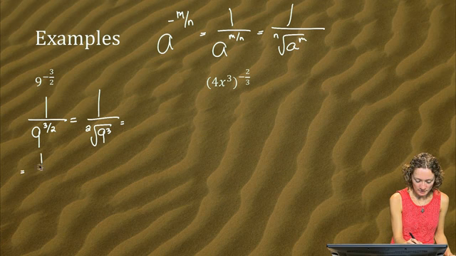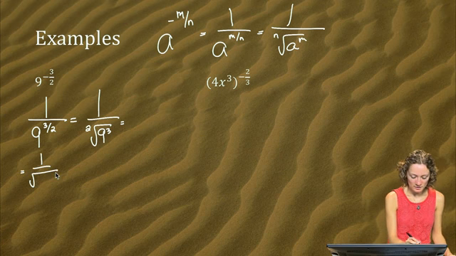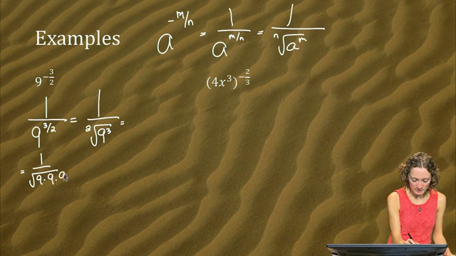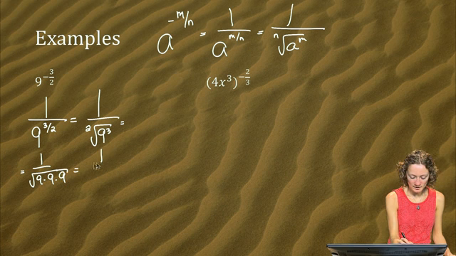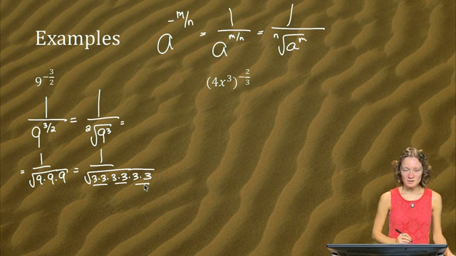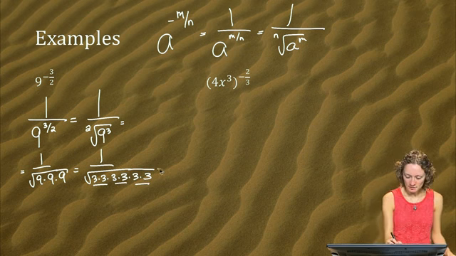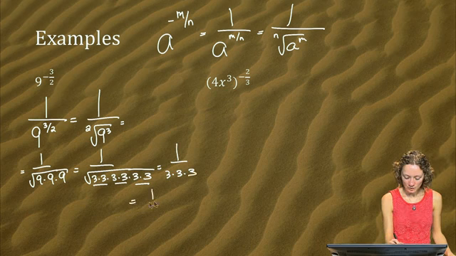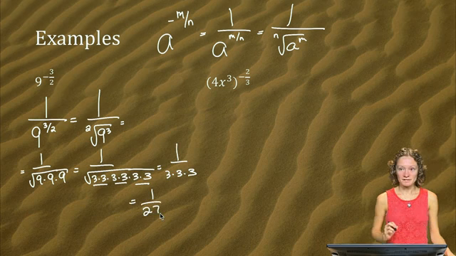Let's go under. It's a square root. This means 9 times 9 times 9. Each of those 9s breaks down to 3 times 3. We want pairs. So a 3 and a 3 come out. We get 1 over 27.